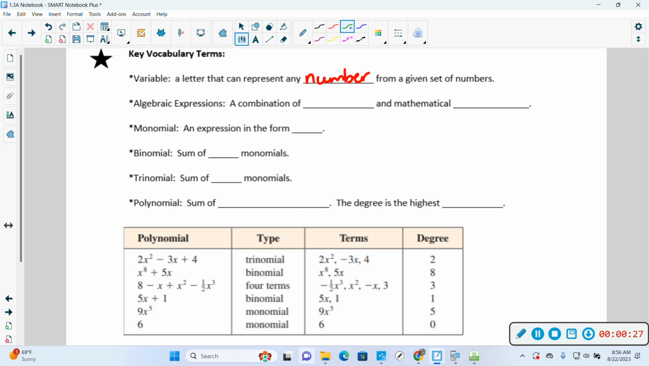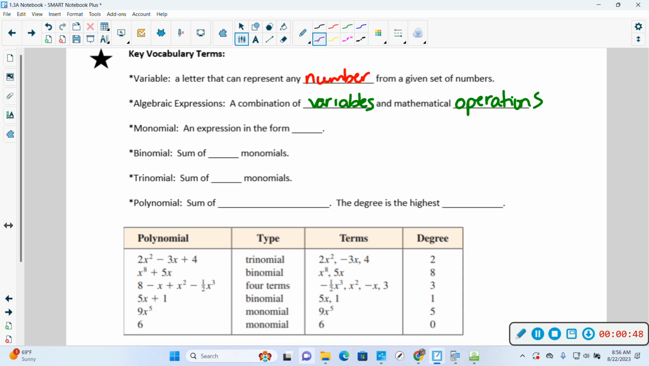Algebraic expression: a combination of variables, I hope I have a long enough line here, and mathematical operations. When we're talking mathematical operations, of course, addition, subtraction, multiplication, all of that sort of good stuff.